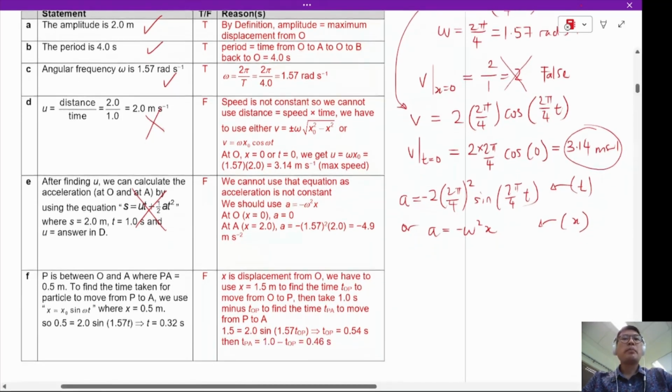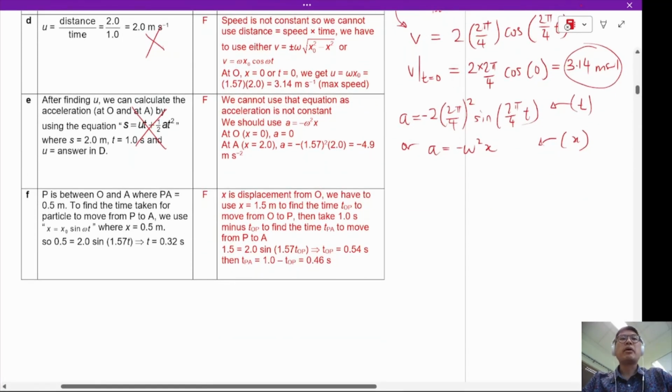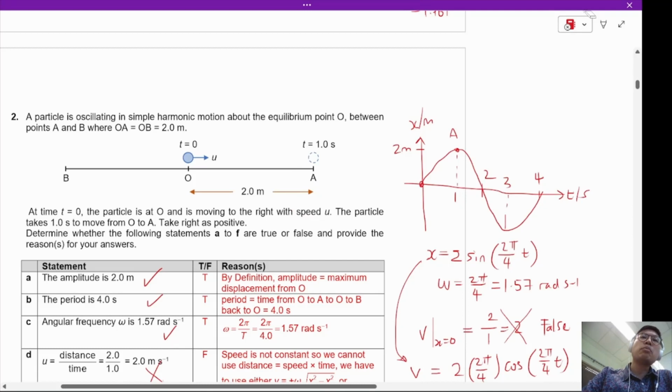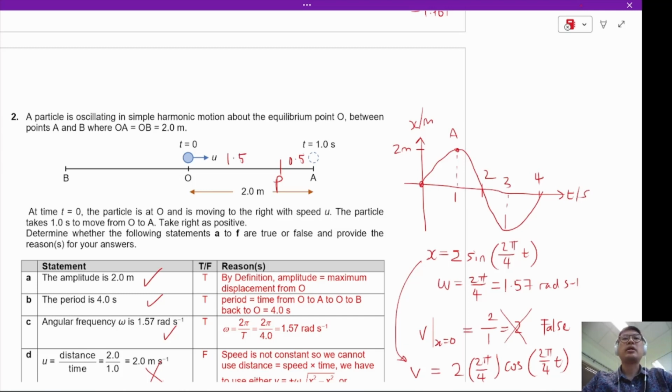What about point P? Point P is between O and A, where PA is 0.5 meters. Ooh, PA is 0.5. This is very scary. Okay, so PA is 0.5 meters, means it's over here. P is over here. This is 0.5. Now, OP is 1.5. So this distance here is 1.5, and this distance here is 0.5.